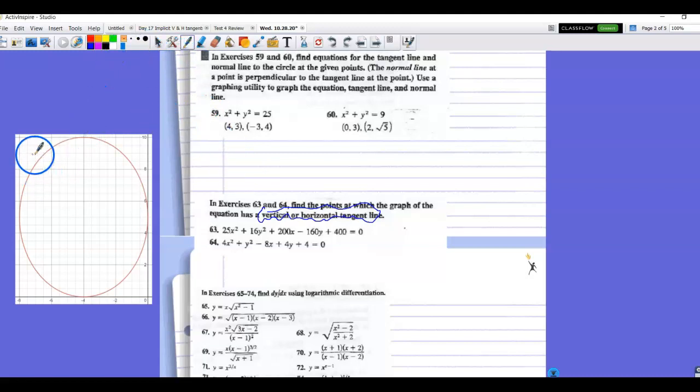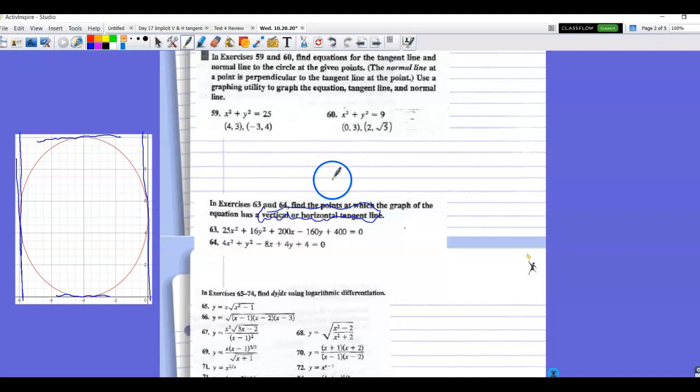And we can see that there are two vertical tangents, one over here on this side, I'm writing in blue, and one over here on this side. So two vertical tangents and two horizontal tangents. So visually we can see, yes, this graph is going to have vertical and horizontal tangents.